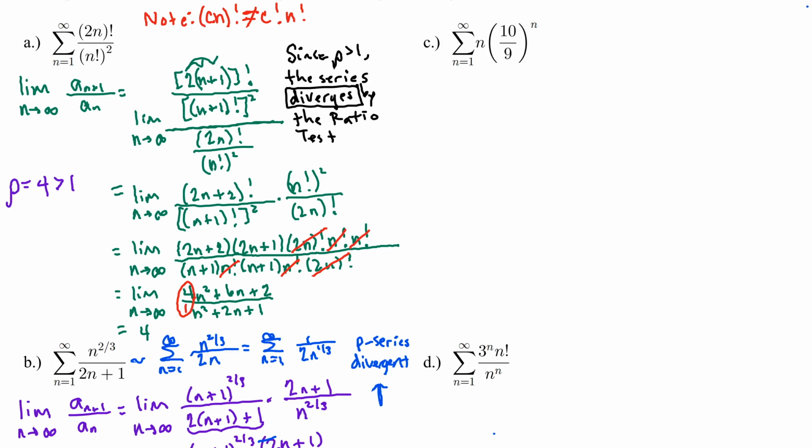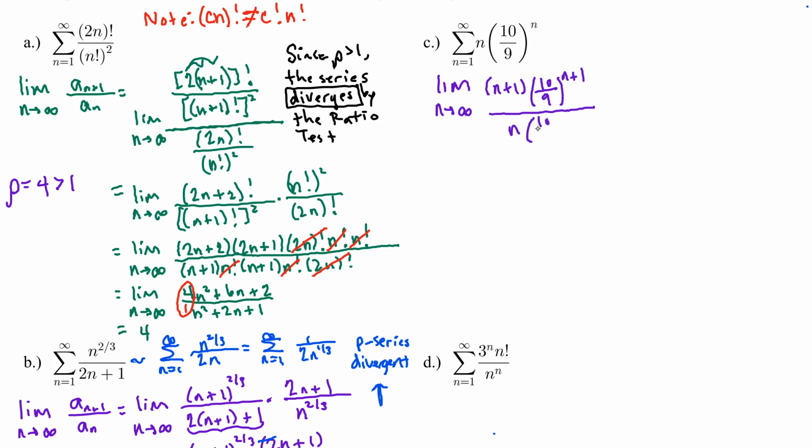Let's get back to the ratio test. Example C is another series where we have a combination of just a linear factor and an exponential function. When you have a lot of different mixed up type of functions, the ratio test is really convenient. So let's find the limit as n goes to infinity. Now we're going to find the n plus first term. So we're going to have (n plus 1) times (10/9) to the n plus first power divided by the nth term.